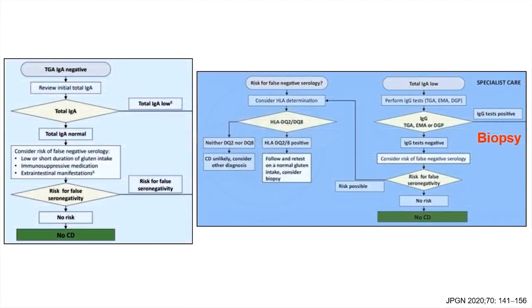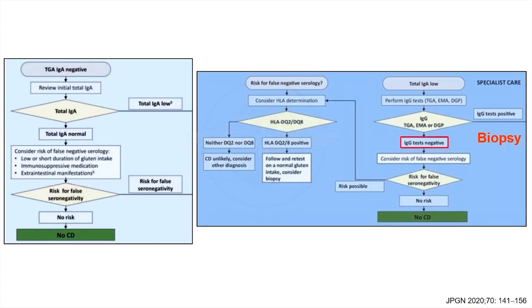If the transglutaminase antibody is negative, then we again have two scenarios. We should review the initial total IgA level. If total IgA is at a normal level, we have to think about conditions where a patient can have celiac disease with high chances of seronegativity, like dermatitis herpetiformis.